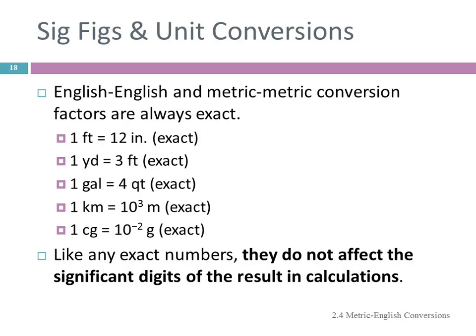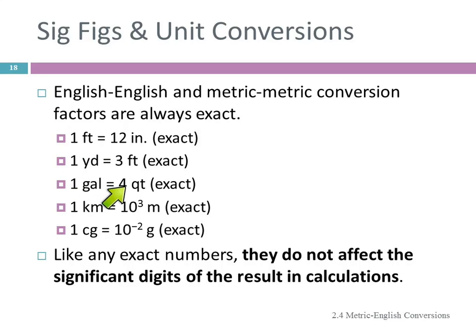So what about sigfigs? We learned about sigfigs last week. We need to understand what happens with significant figures and unit conversions. English conversions, that means from one English unit to another English unit, or from one metric unit to another metric unit. Those factors are always exact because the units in the English system are defined by other English units. So 1 foot is exactly 12 inches. There's no uncertainty. We set it up that way.